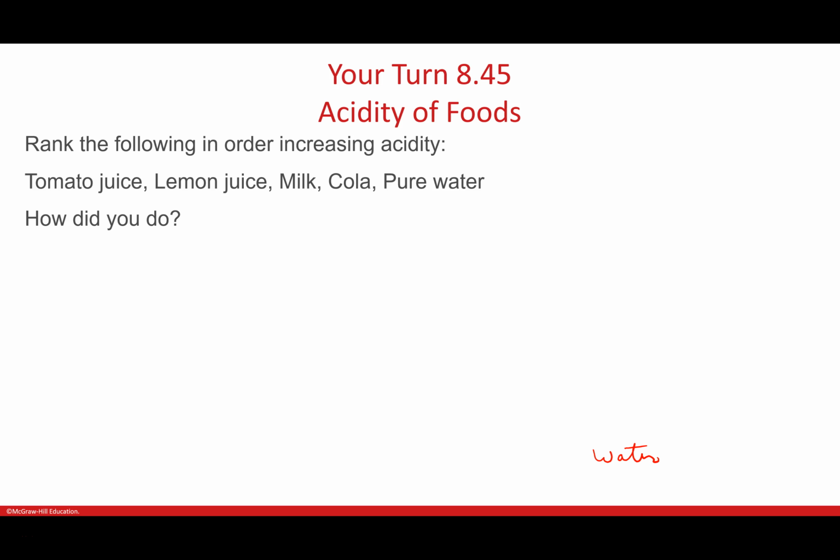What's that, milk? Taylor? Coke. What's that? Coca-Cola. Coke, okay. Cola. Then? Increasing acidity. So we did the water, the milk, lemon juice. And you don't really have a choice there. The next one would be tomato juice.